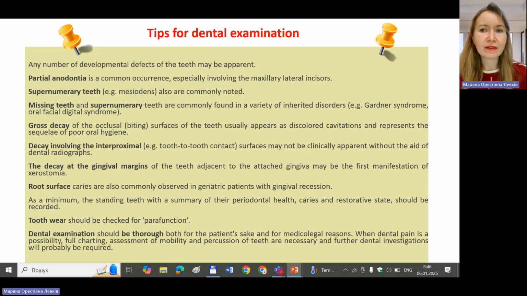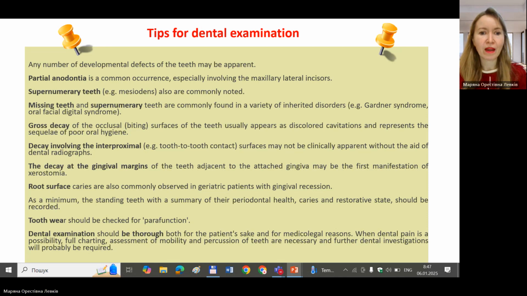Here you have tips for dental examination. Any number of developmental defects of the teeth may be apparent. Partial anodontia is a common occurrence, especially involving the maxillary lateral incisors. Supernumerary teeth, for example mesiodens, also are commonly noted. Missing teeth and supernumerary teeth are commonly found in a variety of inherited disorders, for example, Gardner syndrome, orofacial digital syndrome, etc.